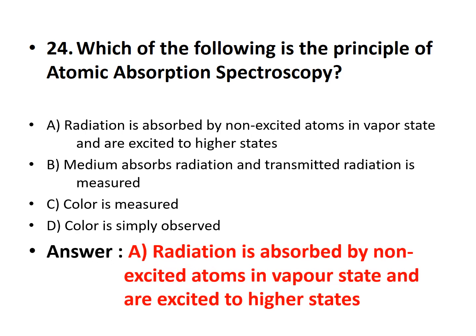So actually it is A, which is the principle of atomic absorption spectroscopy. What is done inside is that the radiation is absorbed by non-excited atoms in vapor state and are excited to higher states, and this absorption is noted in the form of spectrum.